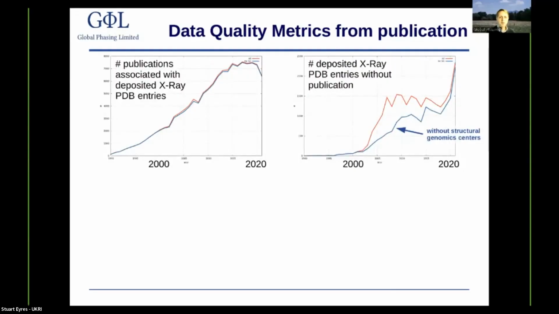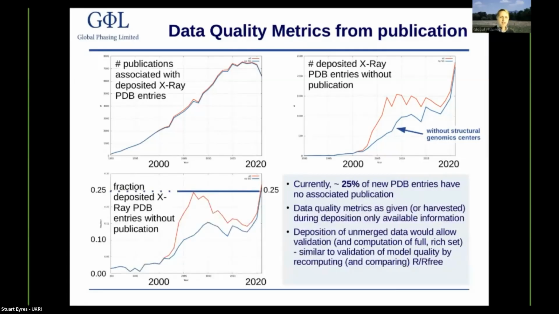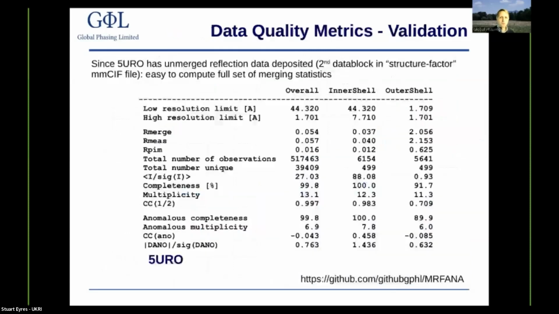Originally, nearly every PDB entry was accompanied by at least one primary publication with the full details of data processing and data quality metrics. But there has been a steady increase in depositions that do not have a paper associated with them at all, ever. And that trend seems to be increasing, so that about a quarter of all new PDB entries fall into that category. If we don't have a paper to check for data quality, what can we do?